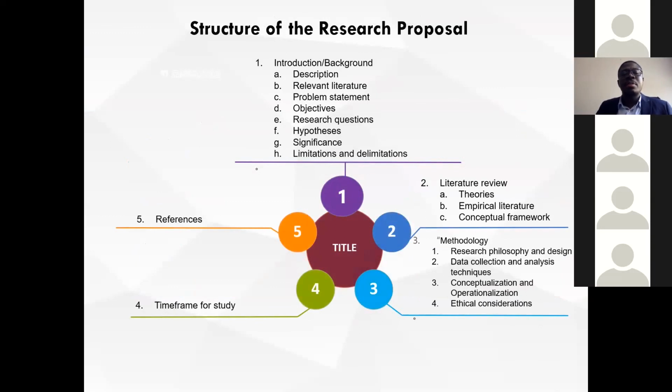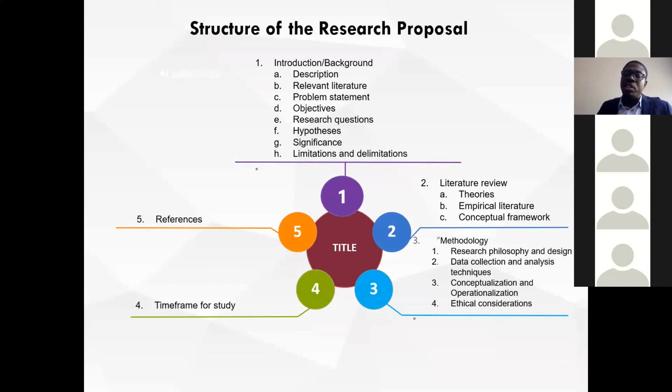So finally, this is the structure of your proposal, the key ingredients, the introduction or the background, where you have to provide a description of the topic and the variables, the relevant literature, the problem statement, objectives, your research questions, hypothesis, significance, limitations, and delimitations. Then for a proposal, we don't expect you to go deep into the literature, but at least you should outline the theories and then the subtopics that you are going to work on, as well as your conceptual framework within which you organize the entire work.